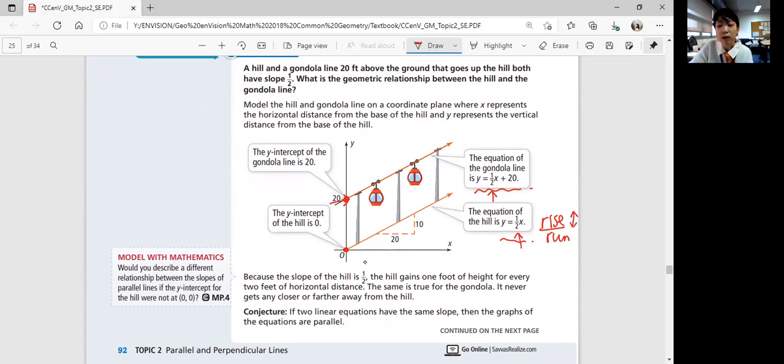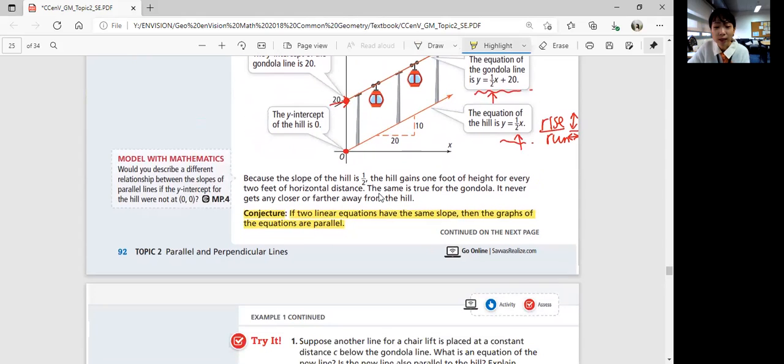Rise describes your up and down movement. Run describes your left and right movement. That's vertical versus horizontal, okay? So it never gets any closer or any further away, which is the characteristic of two parallel lines. So you can make a conjecture. If two linear equations have the same slope, then the graphs of the equations are parallel. Okay, that is one characteristic of two parallel lines.